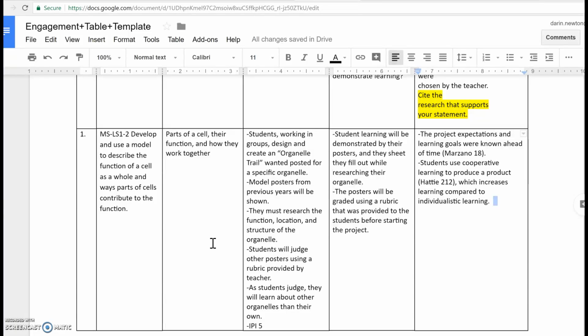Please excuse Clifford in the background. My daughter's watching it, so hopefully it's not too distracting.